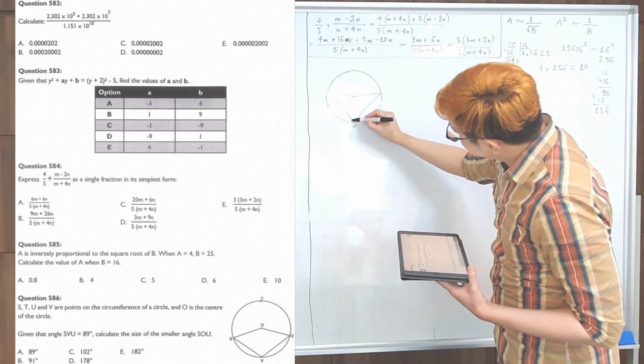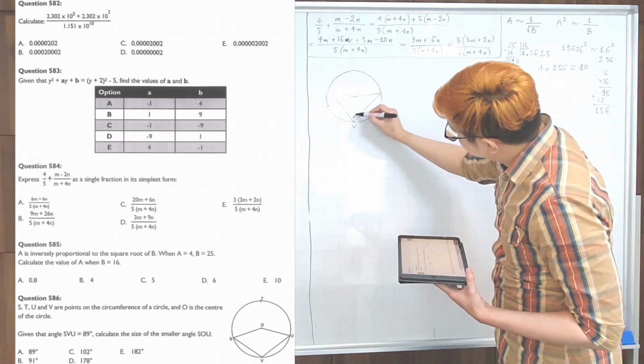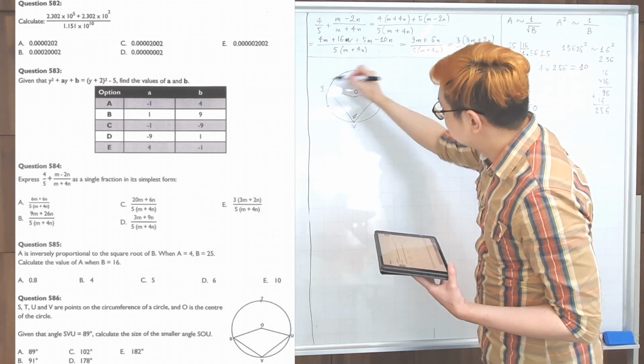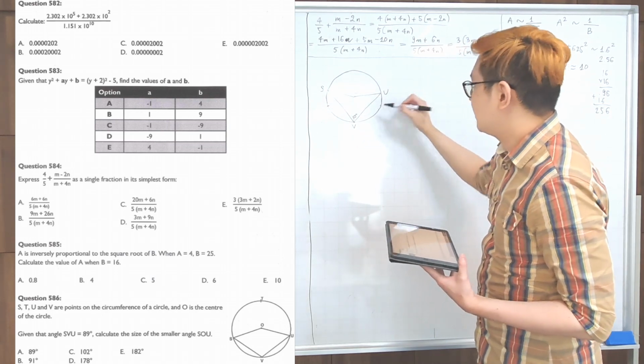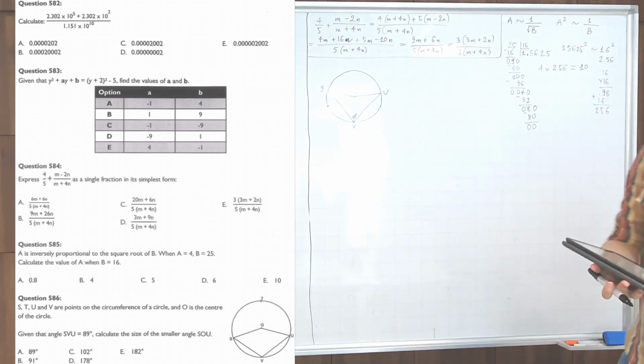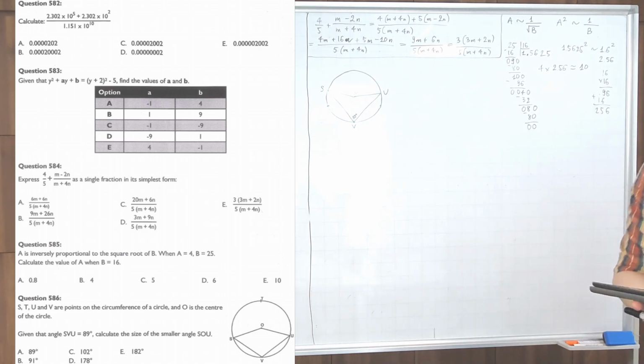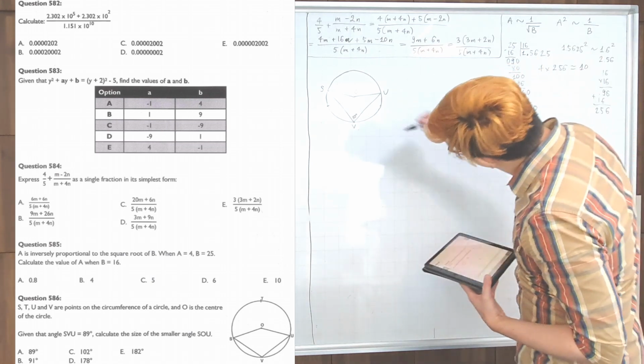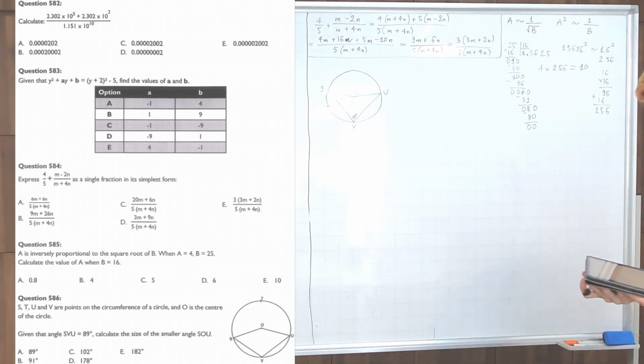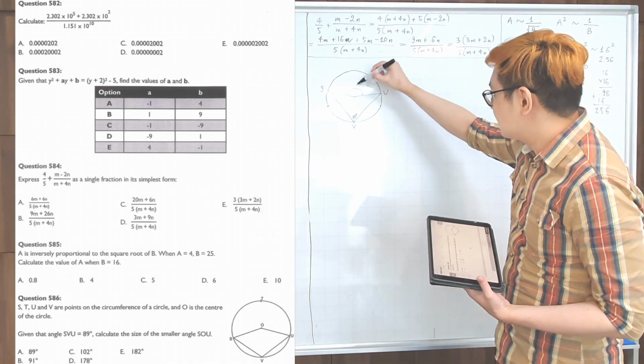If it's a 90 degree angle, it's about 89, right? It should look like this. It looks more like that, right? 89 is like 89 degrees. It should look like that. So maybe they mean this one, I think.